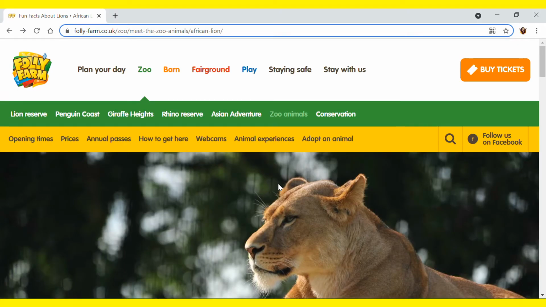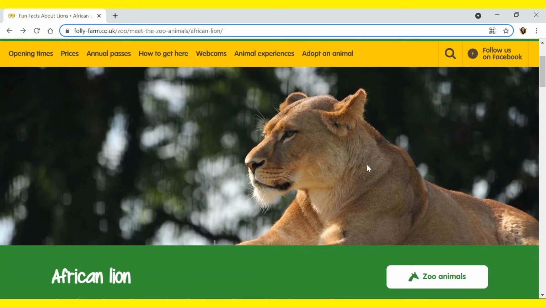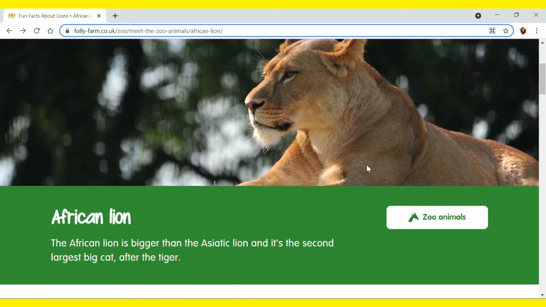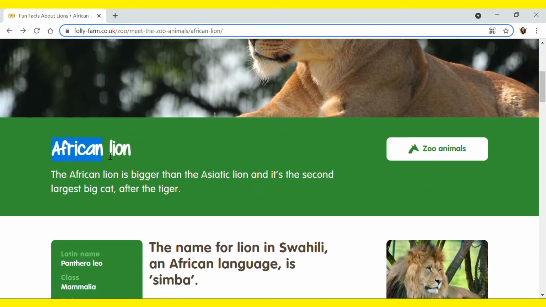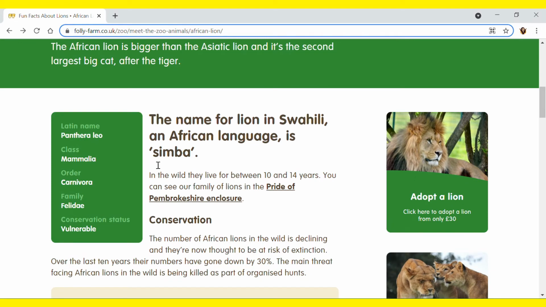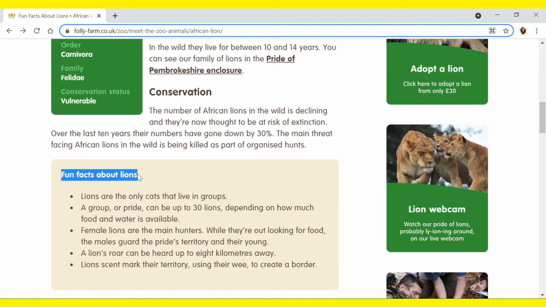So you'll see here now that I've got the website up on my screen. The website is Folly Farm. That's where I wanted to go for my information about lions. So if I scroll down, I can see a picture of a beautiful lioness there at the top. And if I keep scrolling, I can see the heading which says African lion, and that tells me that I should be in the right place. So if I keep scrolling down, I can see some information about lions. I can see that they are mammals, and if I keep going down, I can see some fun facts about lions, and they are great to read.